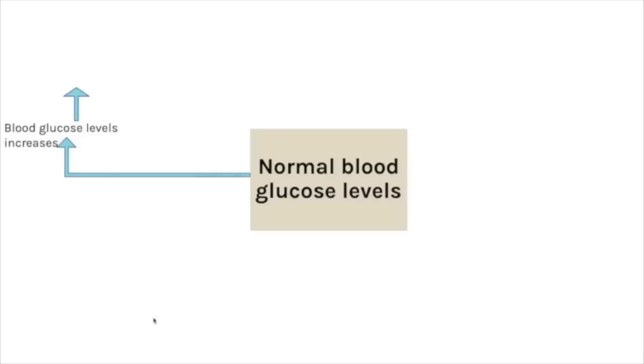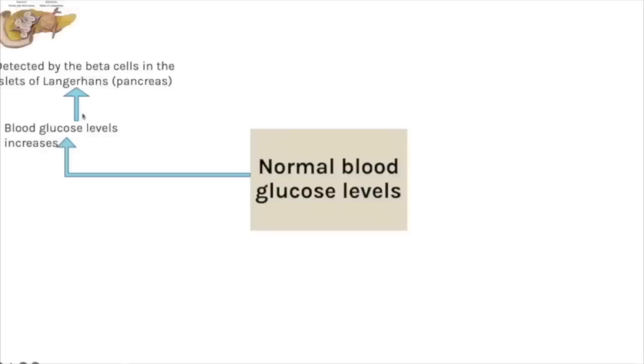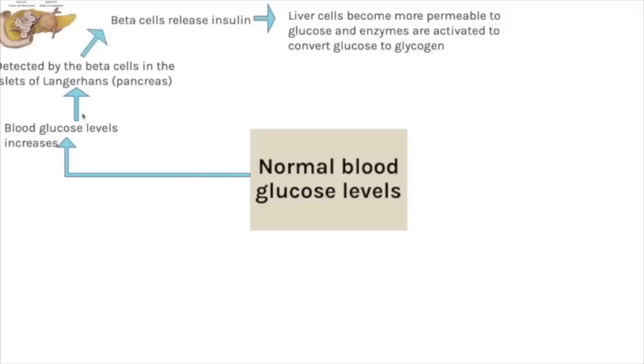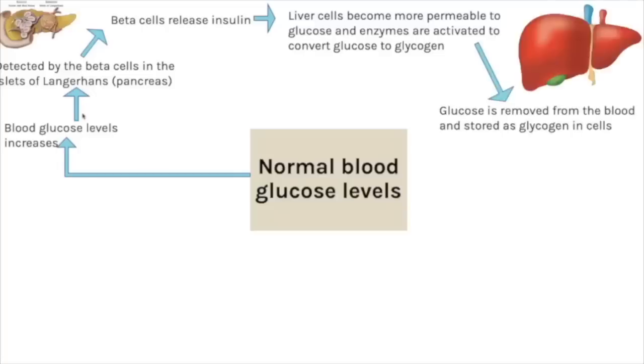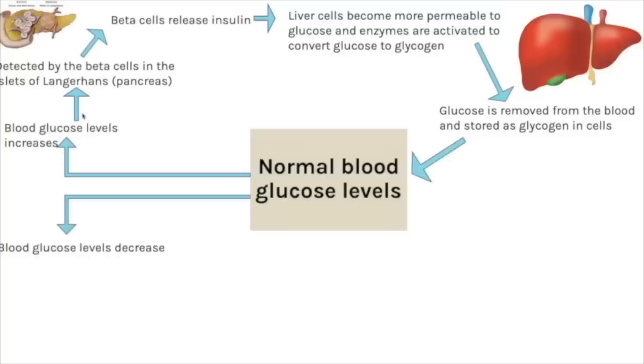Now, just to look at this as an overview, after you've eaten, your blood glucose levels will increase. And this will be detected by the beta cells in the islets of Langerhans in the pancreas. The beta cells will release insulin. That will cause the liver cells to become more permeable to glucose, and enzymes will be activated to convert the glucose that's been absorbed into the liver cells into glycogen. That glucose has now been removed from the blood and stored as insoluble glycogen, and therefore the blood glucose levels have been restored to normal.